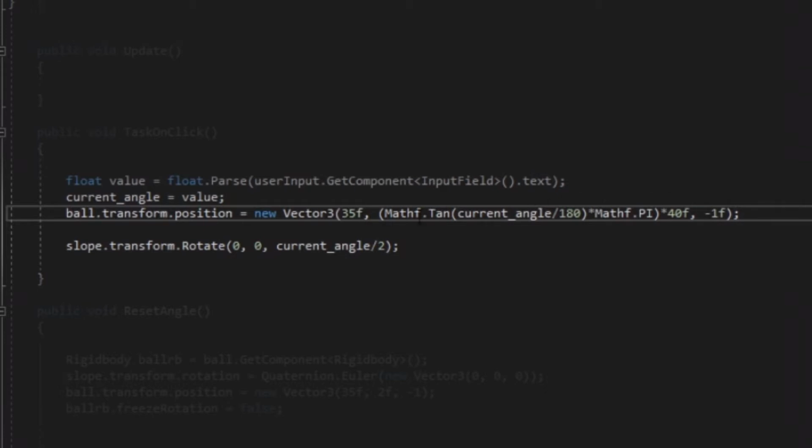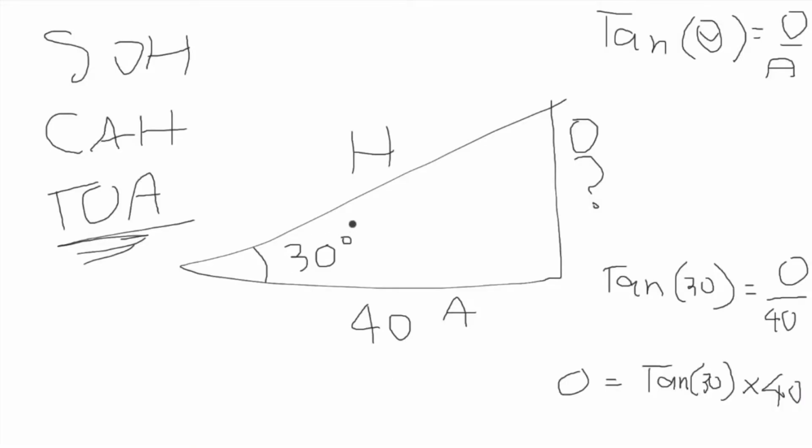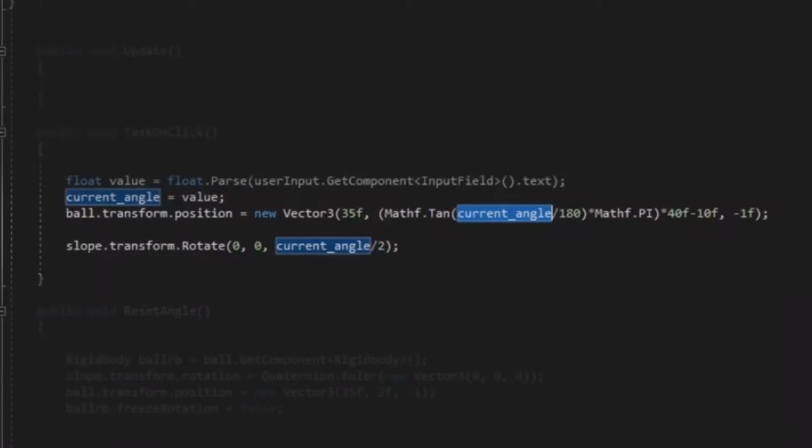As you guys can see over here, Mathf. Actually, the thing I removed was my offset that I needed. Mathf is basically a function library inside C# itself. So you can use Mathf.Tan because we want to find the tangent, and we want to find the current angle. The current angle is just the angle itself, so in this case, it was 30 degrees.